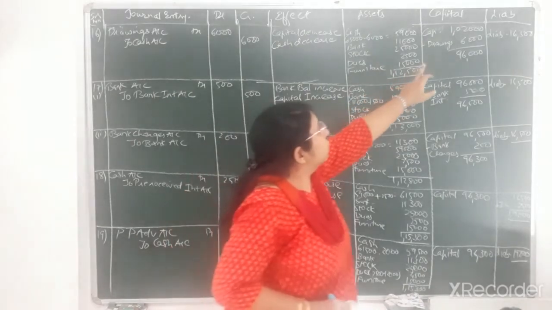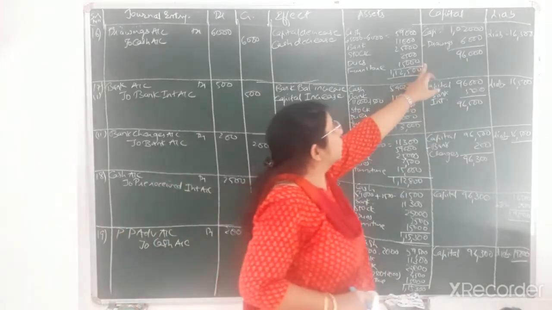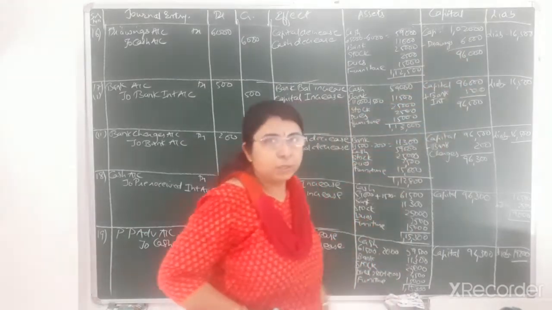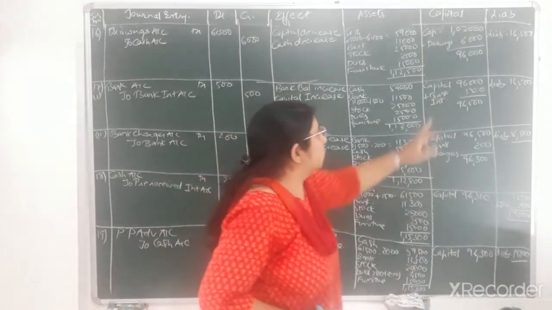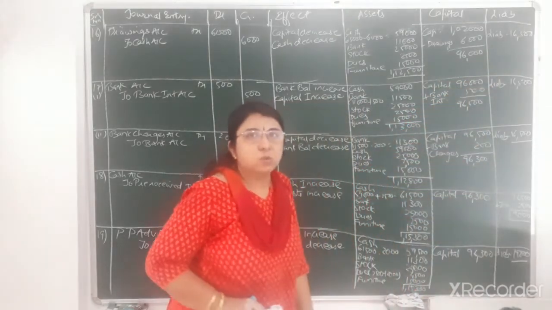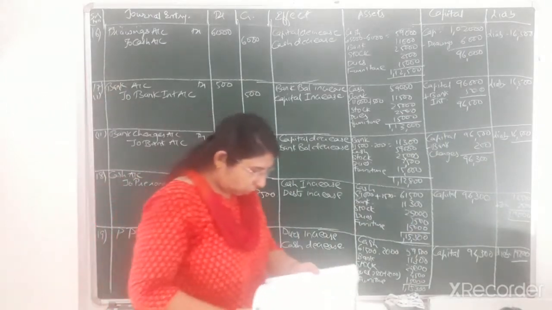Now the new balance of assets would come to 1,12,500. Now in case of capital, the previous balance was 1,02,000. Due to drawings, the capital has been reduced by rupees 6,000. So now the balance of capital would come to 96,000. In case of liability, as it is from the previous transaction, that is 16,500. Now after completing the 16th transaction, let us see the 17th one.